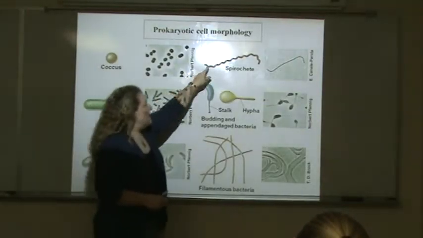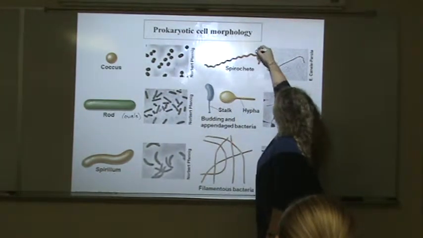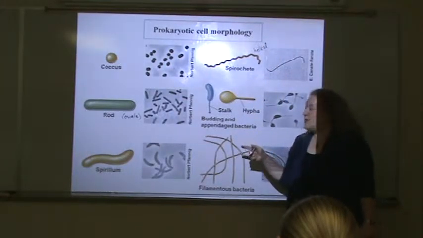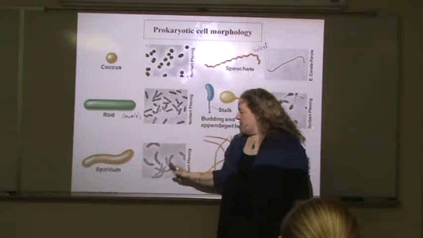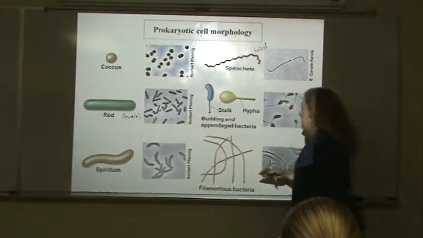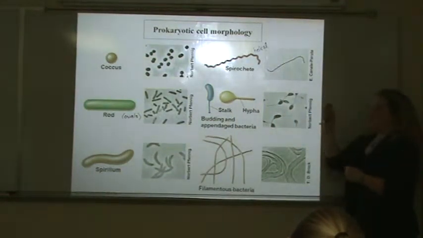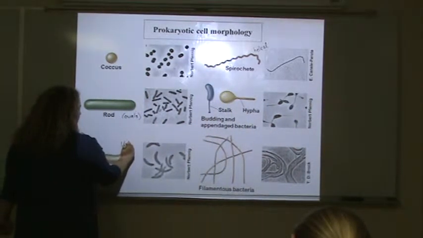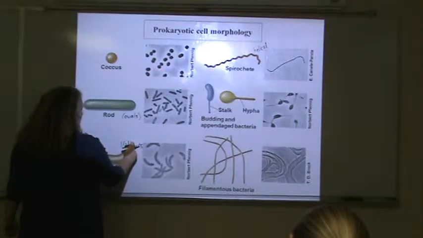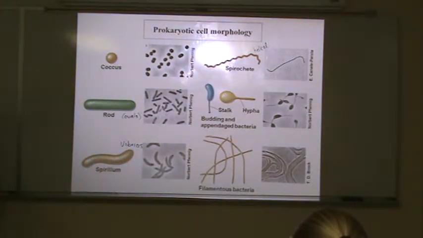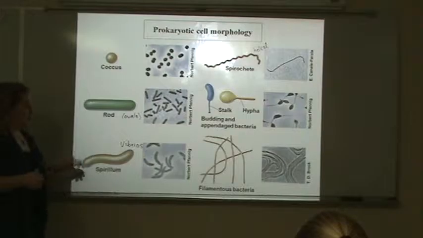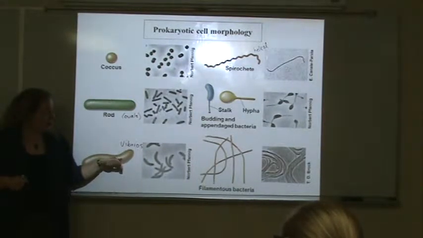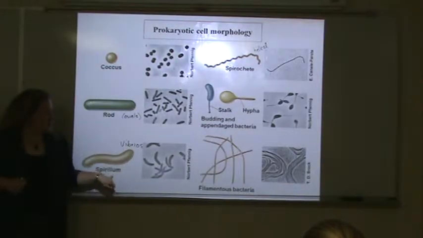Spirillum, spirochete. These actually have a true helical twist to them. Spirillum are just kind of can be curved. They're not helical in a 3D sense. And sometimes these used to be called vibrios. They're now called spirillum. But if you've ever heard of vibrios or Vibrio cholerae, the causative agent of cholera, that is a spirillum shape.